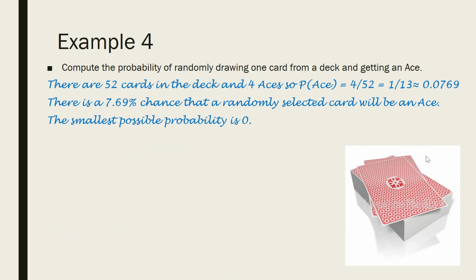Notice that the smallest possible probability is 0. If there are no outcomes that correspond with that event, we would say the probability is 0. The largest possible probability is 1. If all possible outcomes correspond with the event, then we would say the probability is 1, which is 100% likely to happen.